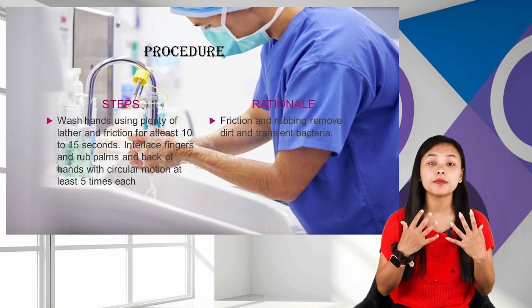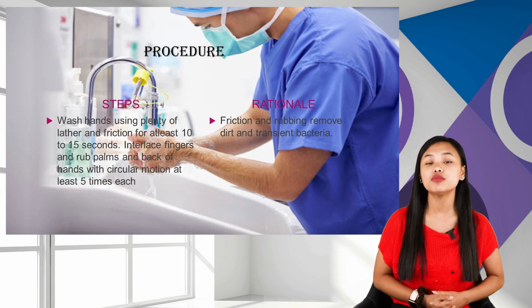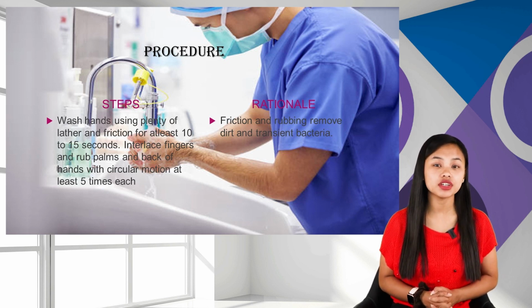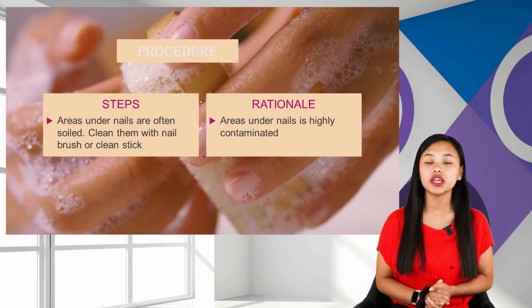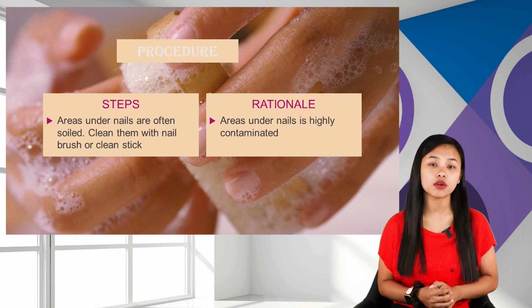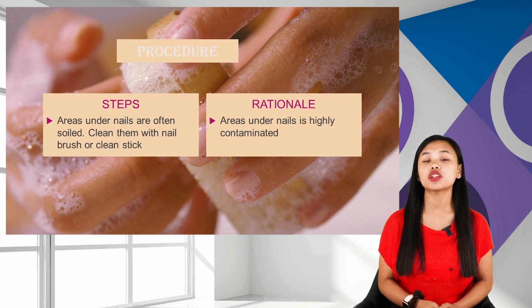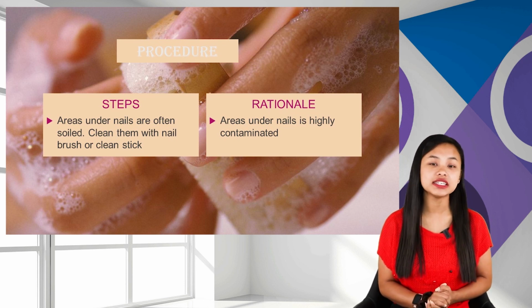And here, why do we apply friction? Why do we rub it? We do it because it helps to remove the dirt and the transient bacteria which may be present in our hands. And here the areas under the nails are often soiled, so when we are performing this hand washing, we need to make sure that we clean our nails using the nail brush or even a clean stick.